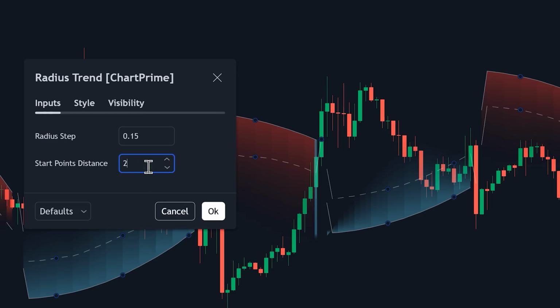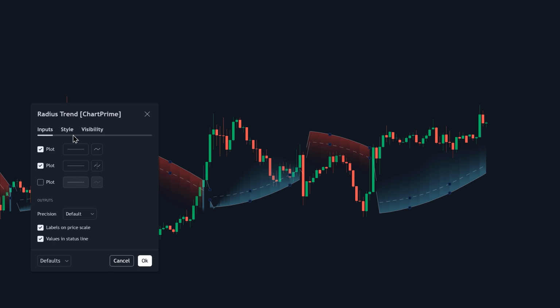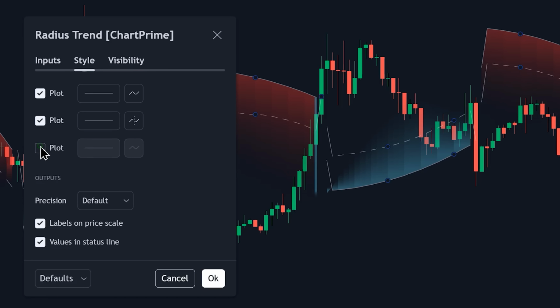The start point's distance sets the initial distance between the price and the bands. A larger distance will make the bands wider, while a smaller value is going to make the bands narrower and narrower. The Style tab is going to have extra options that you can toggle on or off. After you've made your changes, click OK.